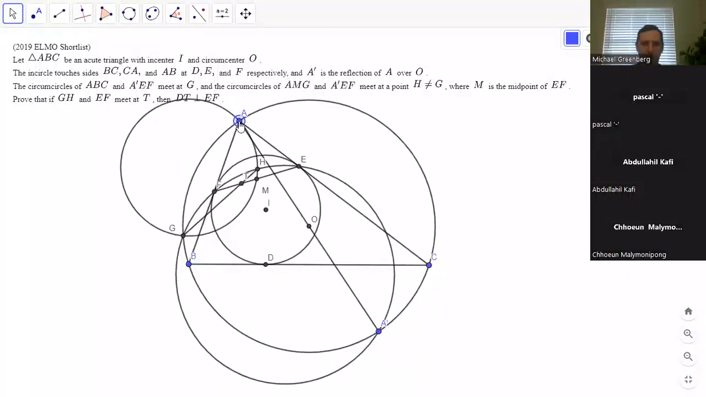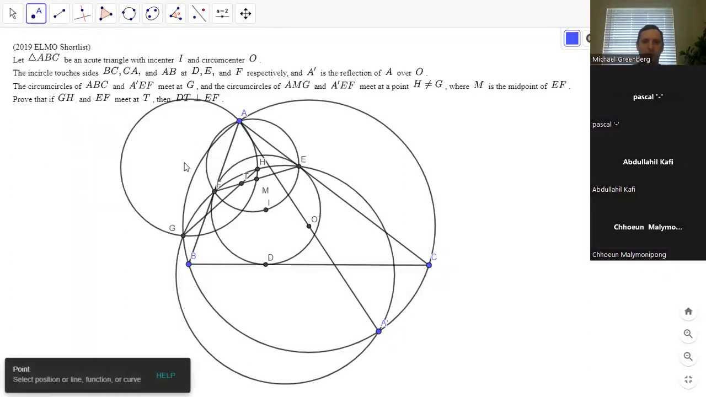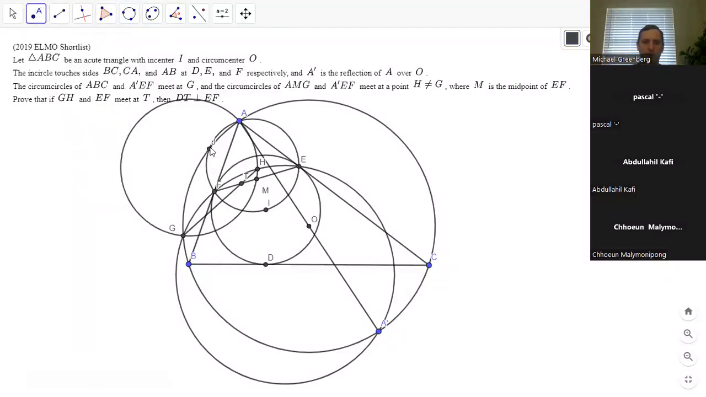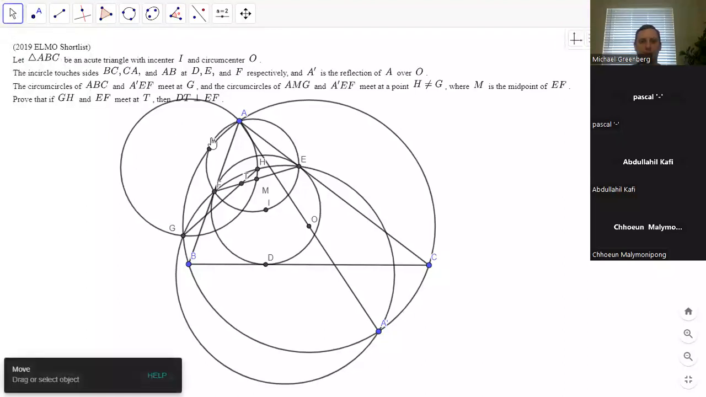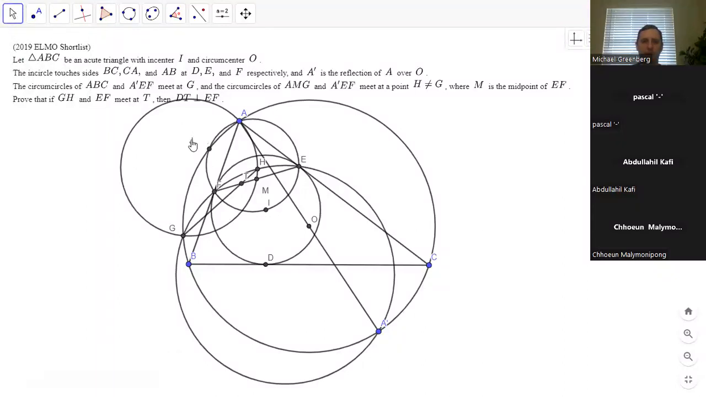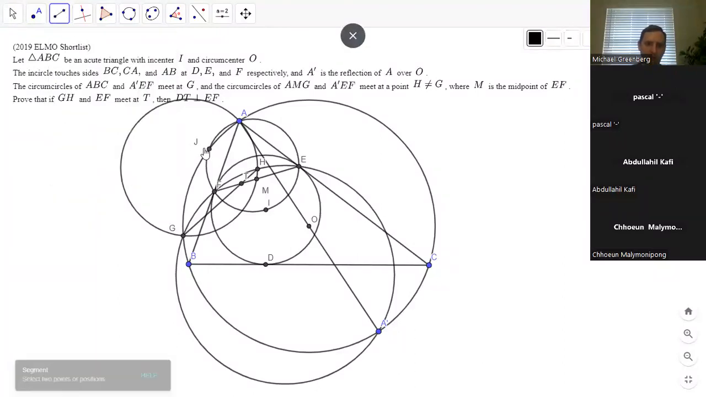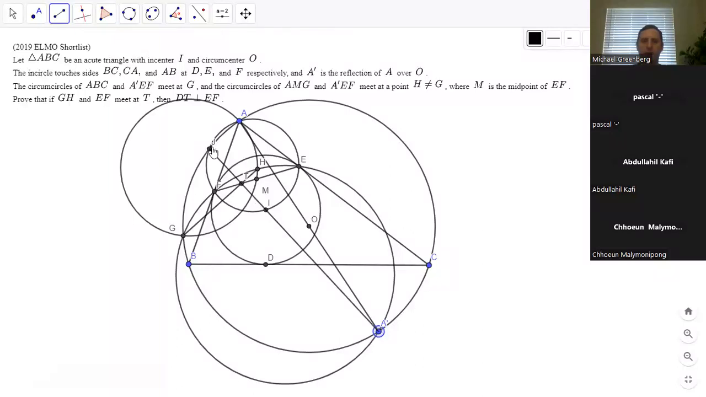But I would say the most famous property of this point possibly is that we draw this circle, then this would be collinear with T and I. Well, if we can prove that J, T, and I are collinear, then that would solve the problem. And yeah, it's true. Or we could prove that A prime, T, and I are collinear. It's like the same thing.